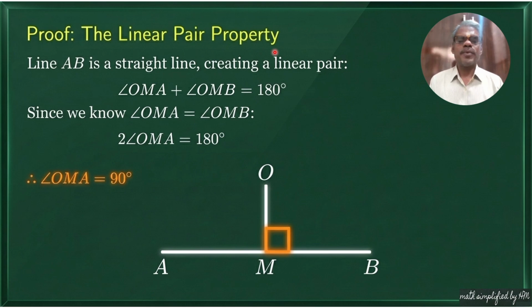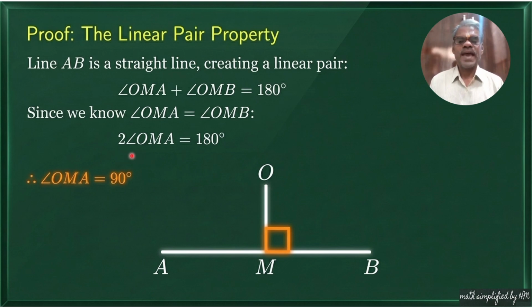The linear pair property. Line AB is a straight line, creating a linear pair. Therefore, angle OMA plus angle OMB is equal to 180 degrees. Just as we have shown that angle OMA is equal to angle OMB.